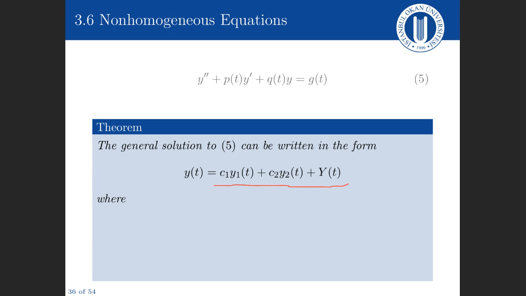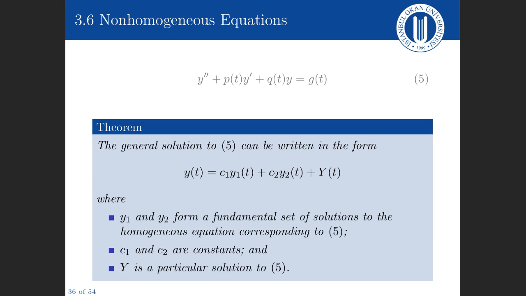c1y1 plus c2y2 plus some function capital Y, where y1 and y2 form a fundamental set of solutions to the homogeneous equation corresponding to 5. In other words, the first part, c1y1 plus c2y2, we already know how to do this. We've been studying this earlier today and last week. c1 and c2 are constants, and capital Y is a particular solution to equation 5. In other words, it's just any solution to equation 5.